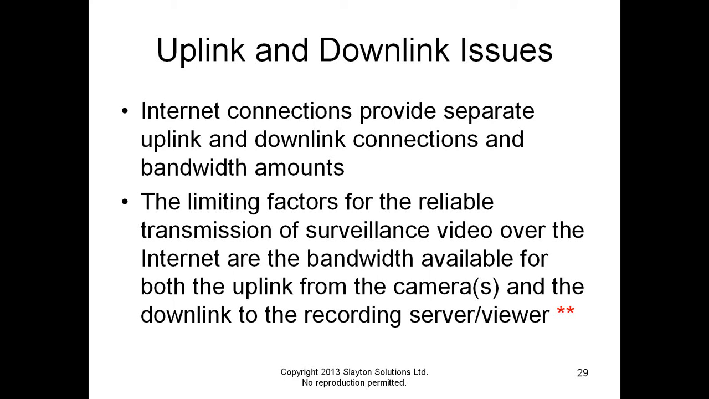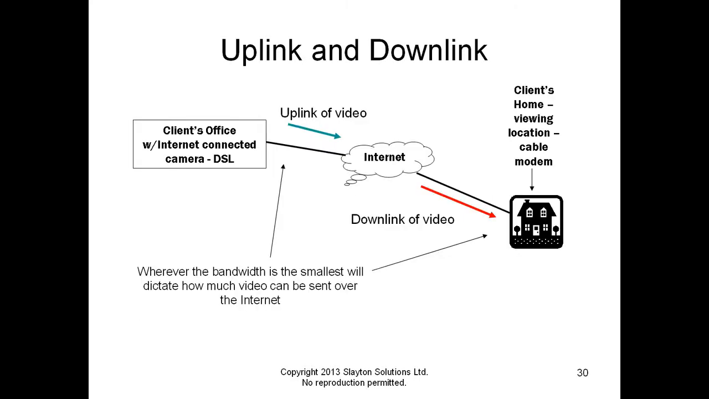But, as you see with the 2 red stars here, remember that it's both the uplink from the camera and the downlink to the recording server or viewer. Those 2 items are going to dictate how much video, how many frames per second, that you can get when you do remote recording. So here you see an illustration where we've got a client's office on the left-hand side, we've got the client's house on the right-hand side.